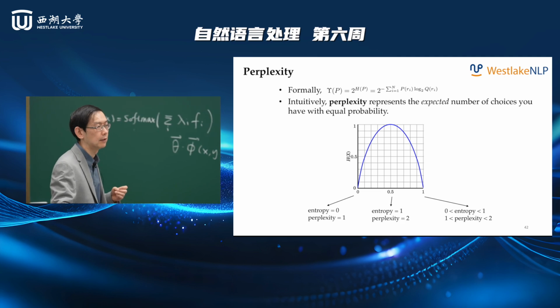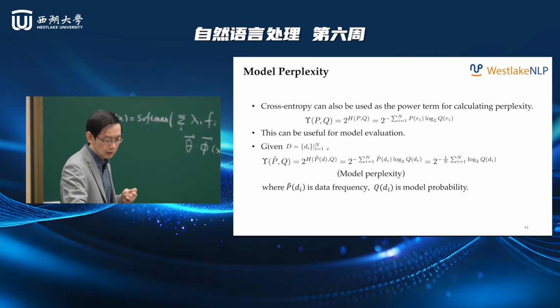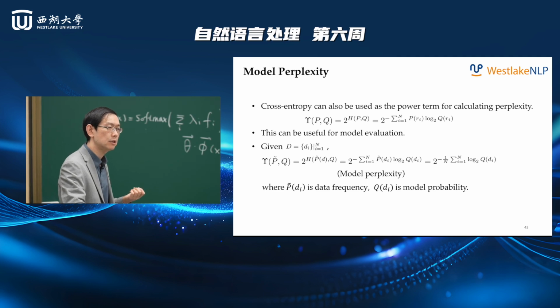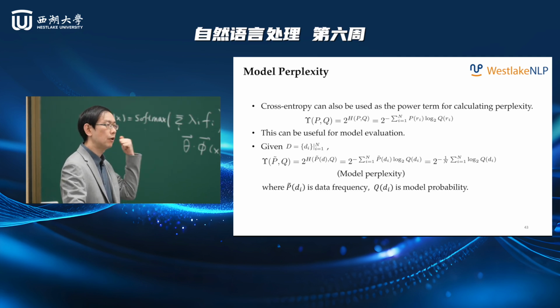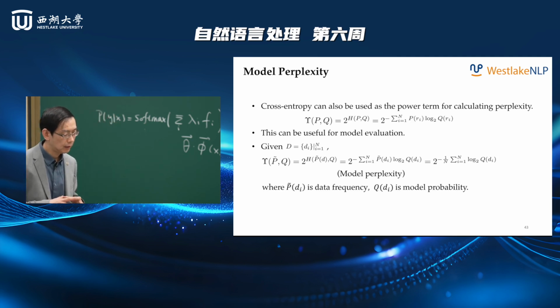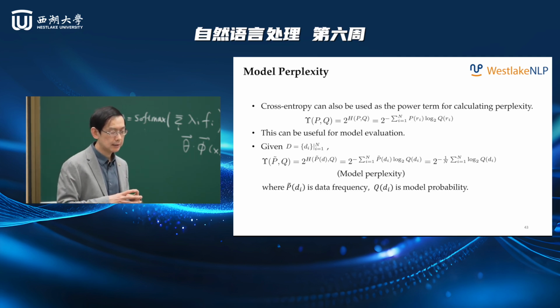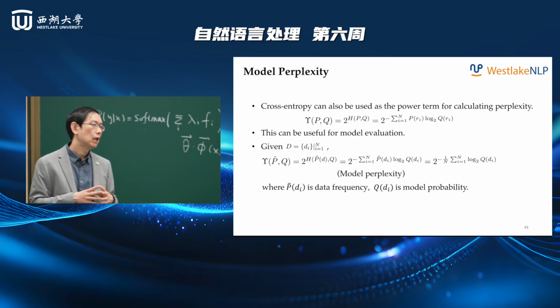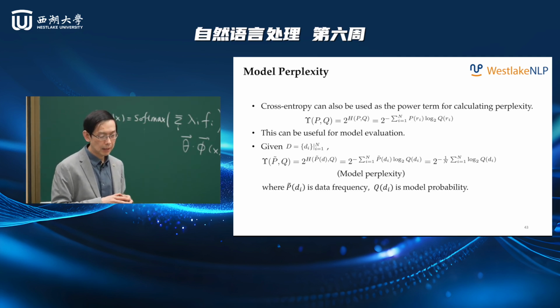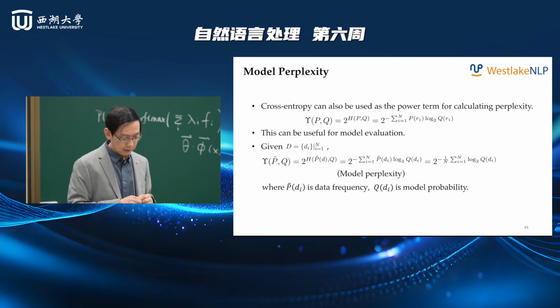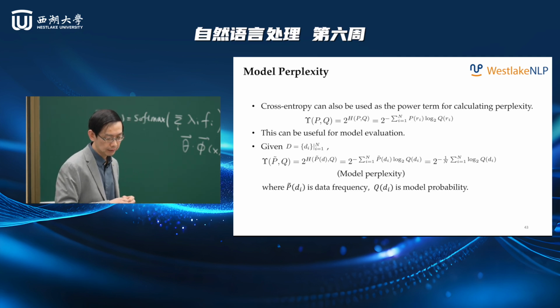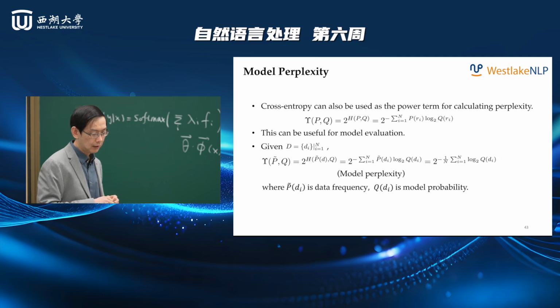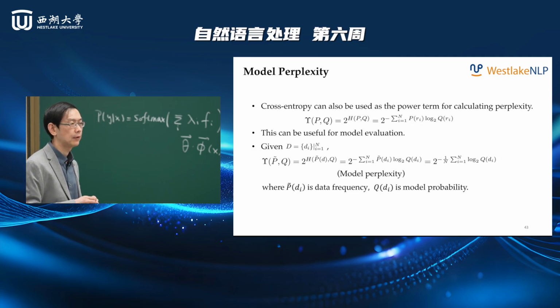So this is the first thing. Second thing, we had cross entropy to measure the difference between two distributions of the same random variable. So what if you take 2 to the power of this cross entropy? This is also a perplexity. The perplexity can measure the difference or variation between two distributions.